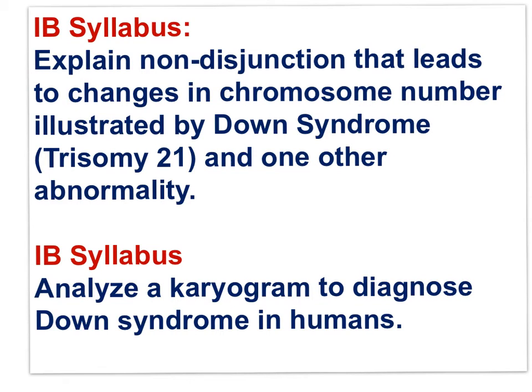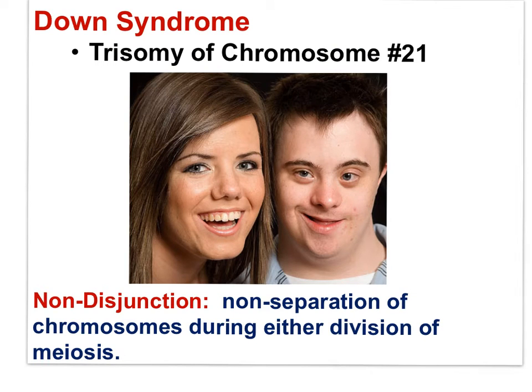Now let's shift gears to examine the meiotic error known as non-disjunction. Here are the relevant IB syllabus statements. Explain non-disjunction that leads to changes in chromosome number, illustrated by Down syndrome, trisomy 21, and one other abnormality. Analyze a karyogram to diagnose Down syndrome in humans. The processes of meiosis do not always function as they should. Errors occur, and one of those errors is known as non-disjunction.